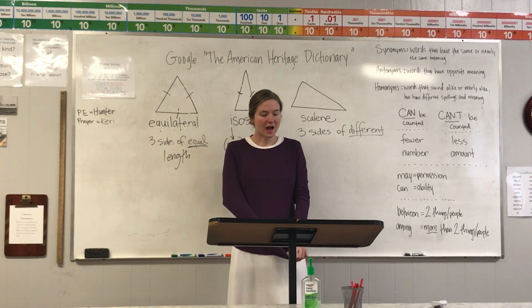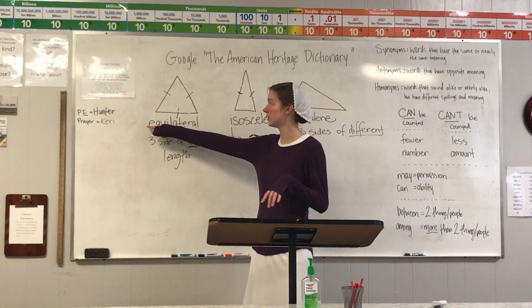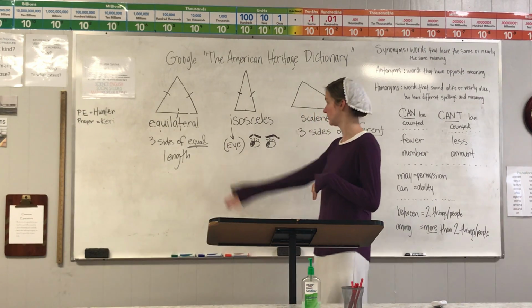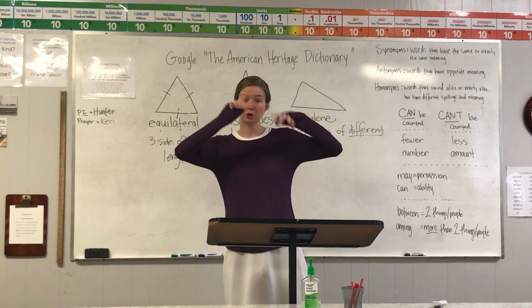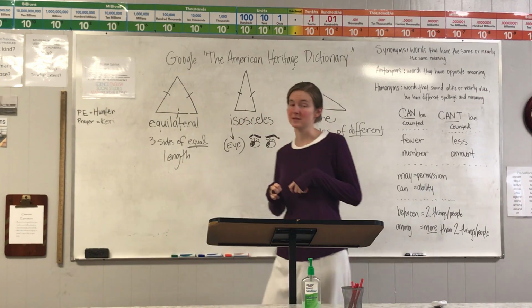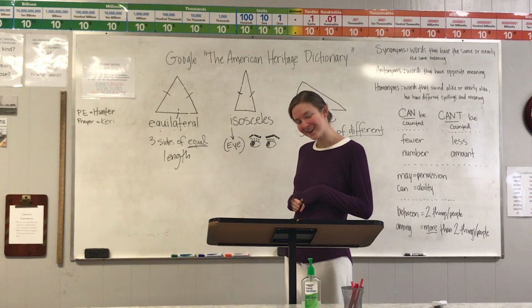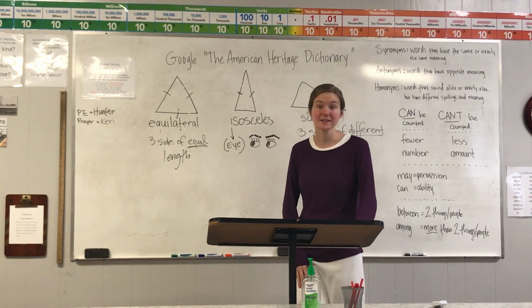Let's go to letter C. Triangle GHI. Go through the three. Equilateral, are all sides equal? No, they're obviously not all equal. Let's go to the second one. Isosceles. Eyes. Two sides must be the same length. What do you think? Yes, there are two sides that are the same length. So letter C would be isosceles.